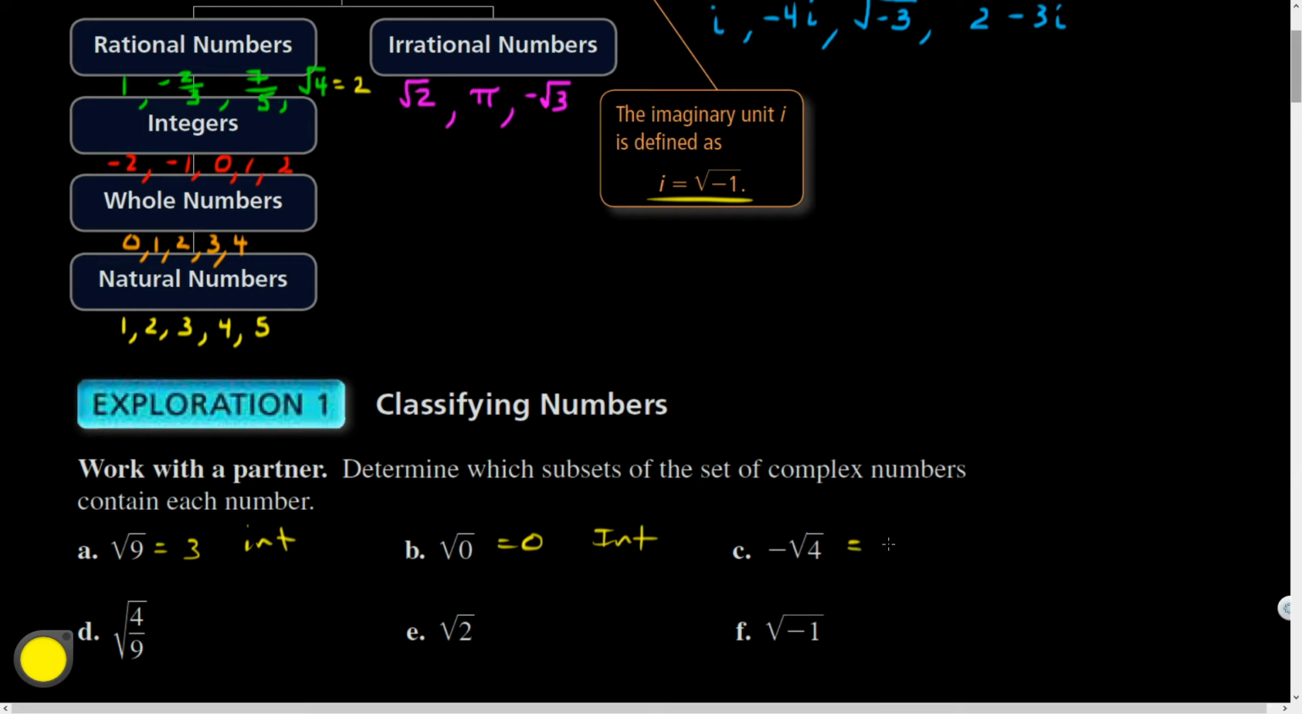Negative square root of 4 is this. Now notice that minus sign is not under the radical, and so that's the same as -2, which is in the integers. Square root of 4/9 is the same as the square root of 4 over the square root of 9, which is 2/3. And so that can't be classified as one of those. It's a rational number.